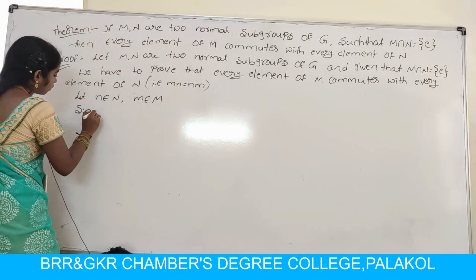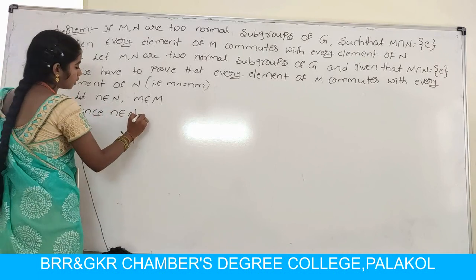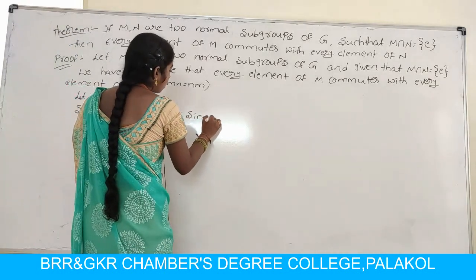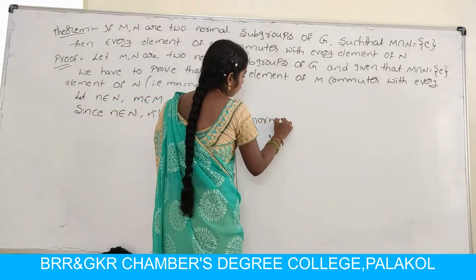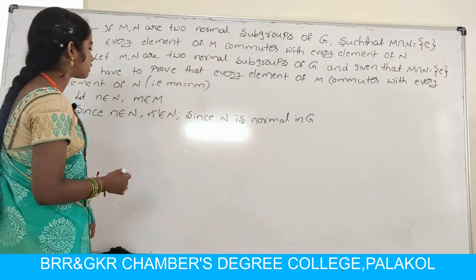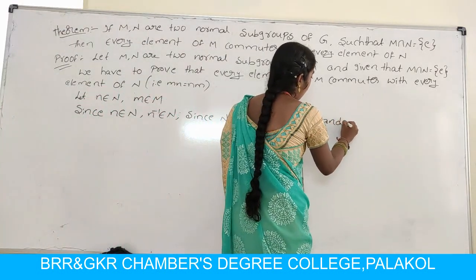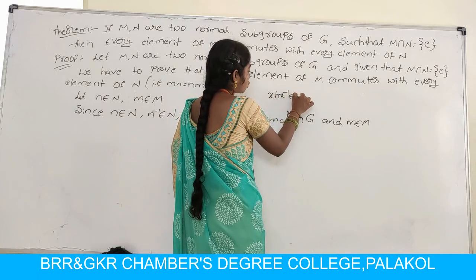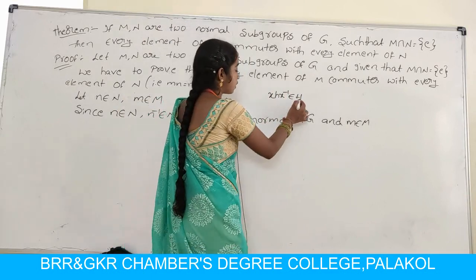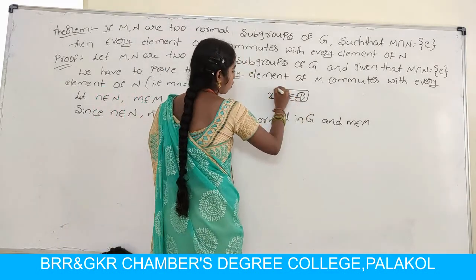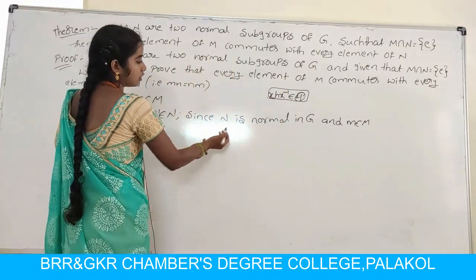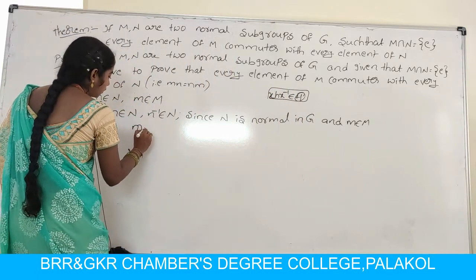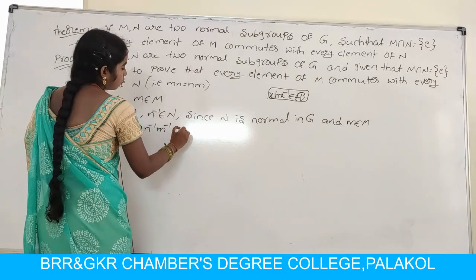Since small n belongs to capital N, n inverse belongs to capital N. Since N is normal in Z, and m belongs to M, already you know the definition of a normal subgroup: if H is a normal subgroup of Z, then x h x inverse belongs to H. So by using the definition of normal subgroup, m n inverse m inverse belongs to N.